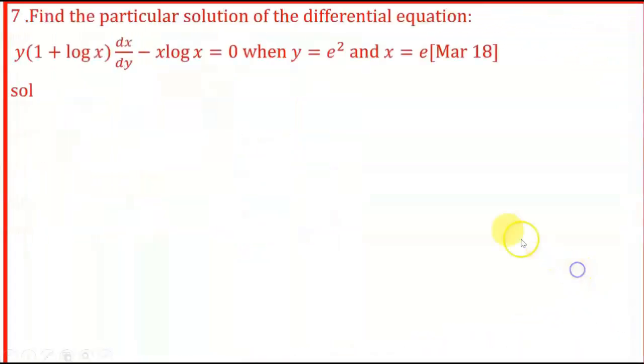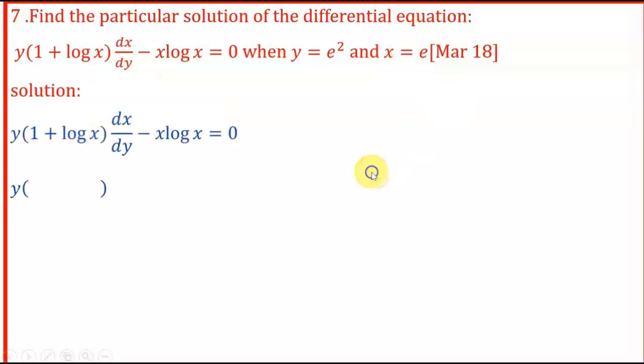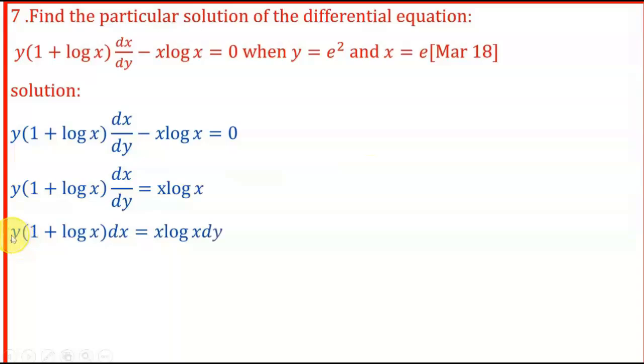Now next, find the particular solution of the differential equation y in bracket 1 plus log x into dx upon dy minus x log x is equals to 0 when y is equals to e square and x is equals to e. Okay. Now here again we will apply the variable separable form. That is y in bracket 1 plus log x. Shift this dx to the right hand side. Then you will have y in bracket 1 plus log x bracket complete into dx is equals to x log of x into dy.